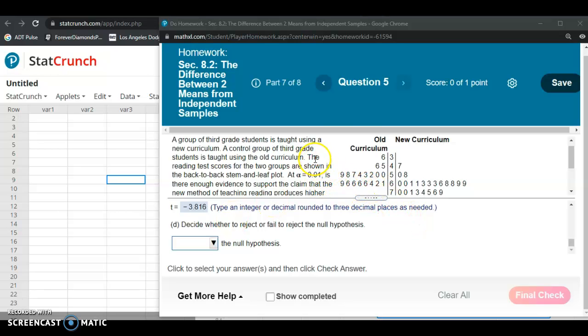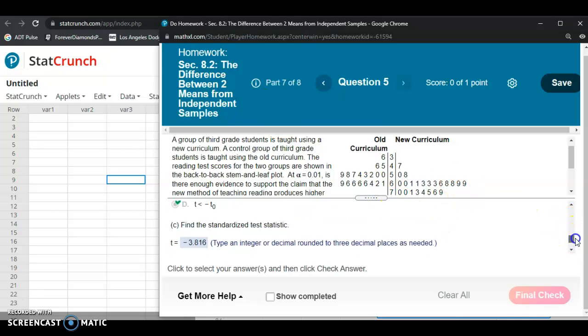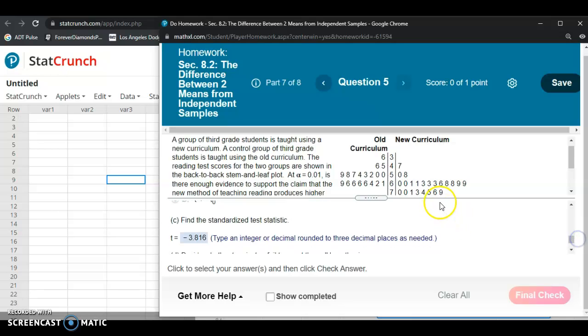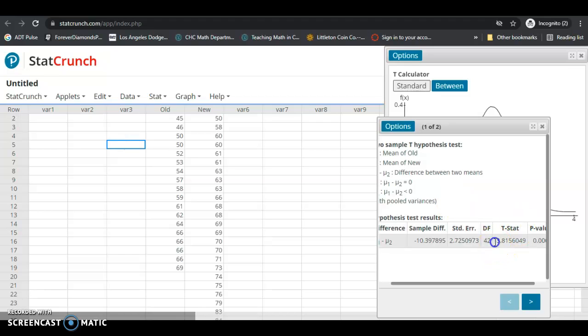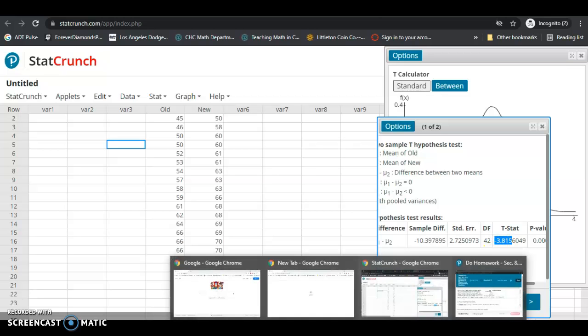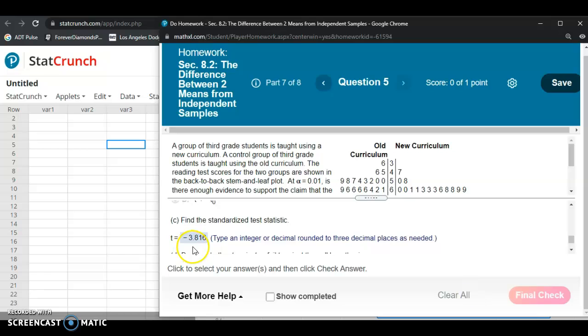Okay, so let's go ahead and finish up problem 5 from the homework in section 8.2. We just got done finding the value of the standardized test statistic after entering the data into StatCrunch, according to the stem and leaf plot here. The test statistic, rounded to 3 decimal places, was negative 3.816, so that 5 at the end gets rounded up to a 6. And that's what we typed in for our answer for the standardized test statistic.